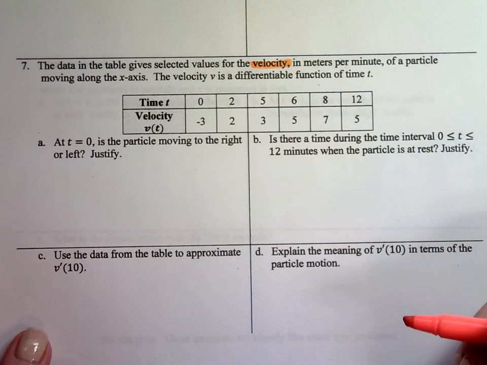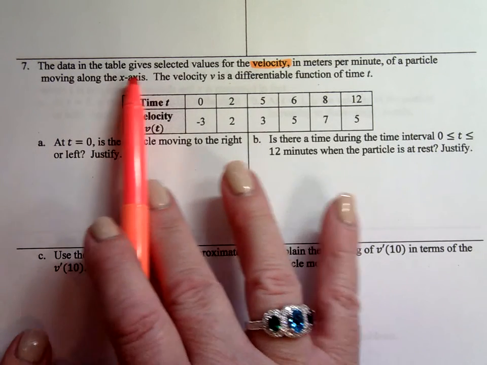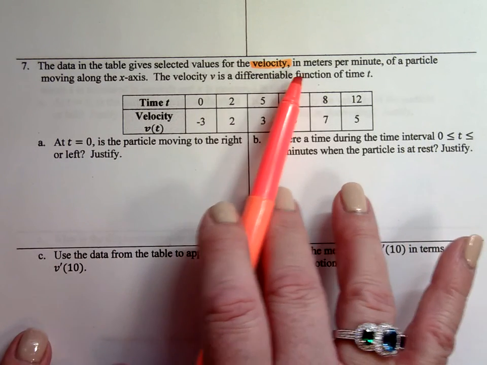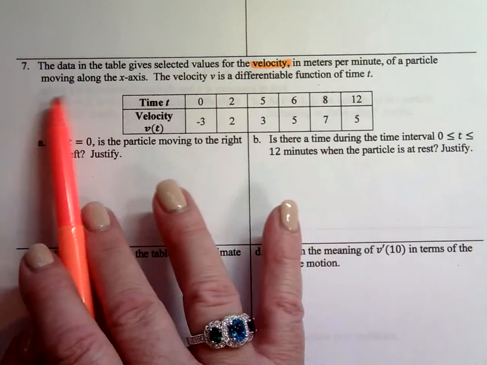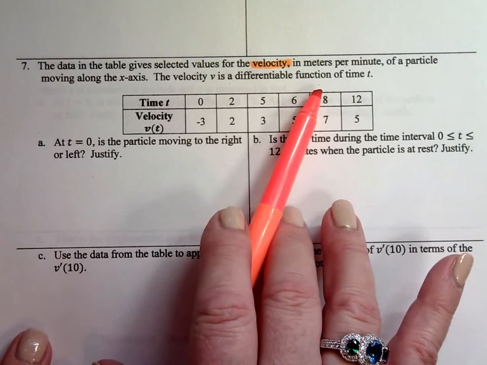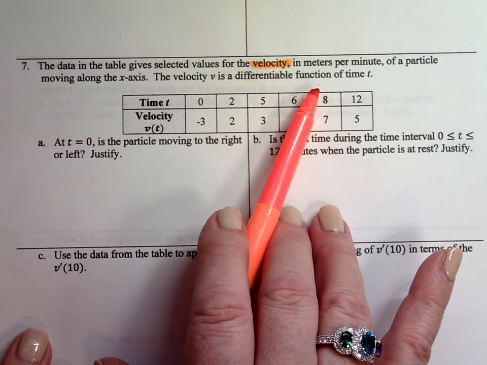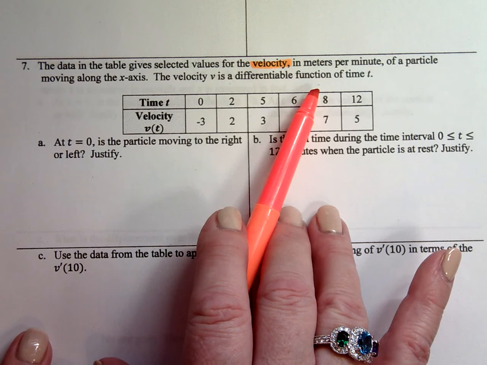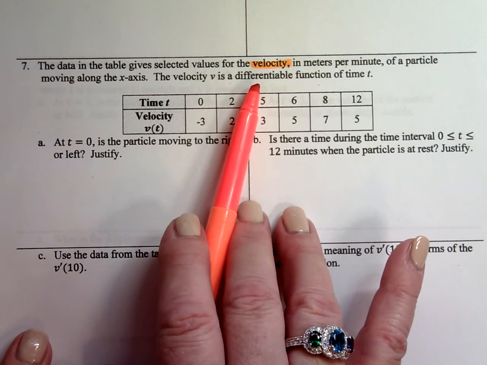The data in the table gives selected values for the velocity in meters per minute of a particle moving along the x-axis. The velocity is a differentiable function. So remember, if it's differentiable, it's got to be continuous. Okay? That's kind of what they're saying. So this has to be a continuous function.